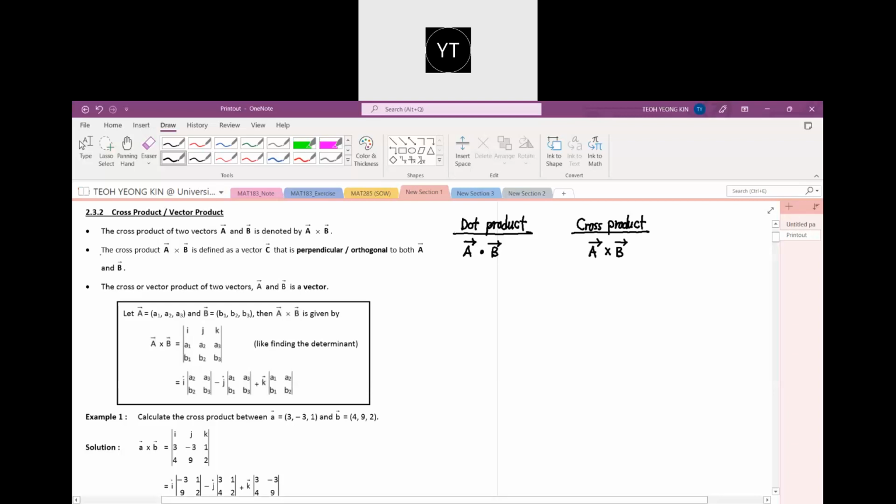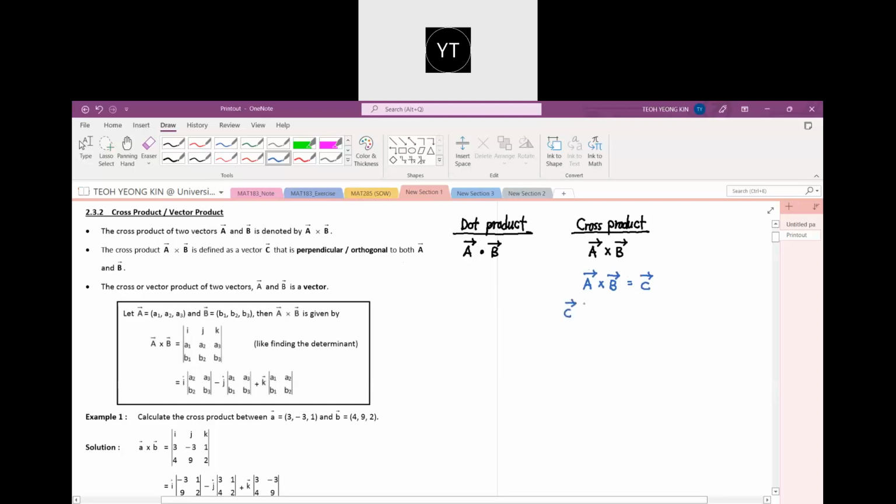So now we look at the second definition. The cross product of vector A and vector B is defined as a vector C. So let's say the cross product of vector A and vector B, and the output is vector C. So vector C is said to be perpendicular or orthogonal to both vector A and vector B. Katakan kita cari the cross product of vector A and vector B, and the output is a vector C.